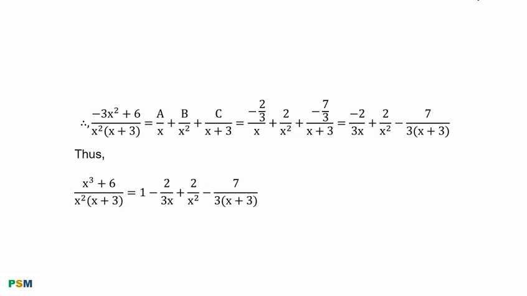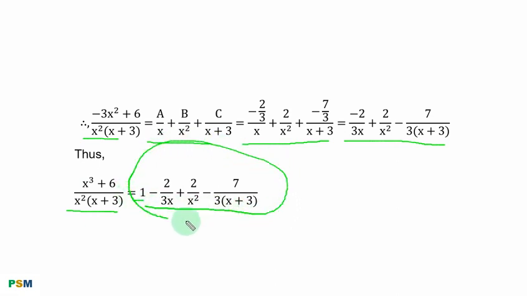The second part of the compound fraction, that is equal to the partial fractions, becomes this. You replace A, B, C with what they stand for. When you simplify further, you have this result. Thus, the entire compound fraction is equal to 1 plus the partial fractions in this form.